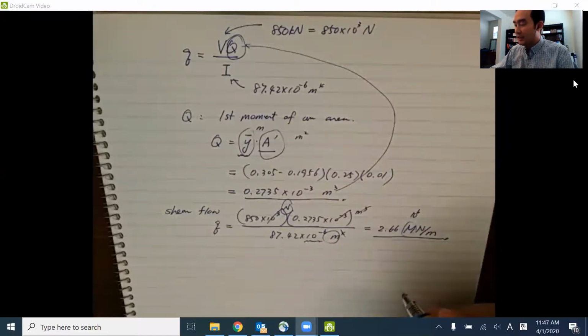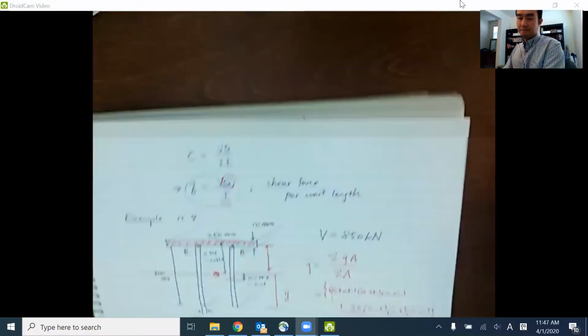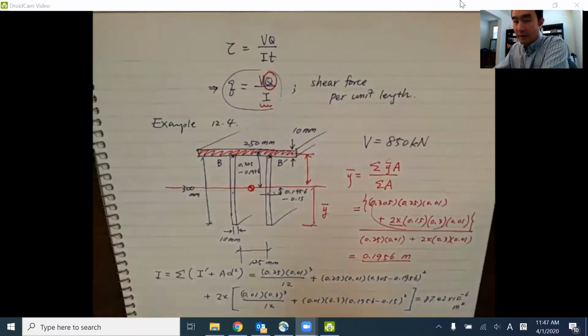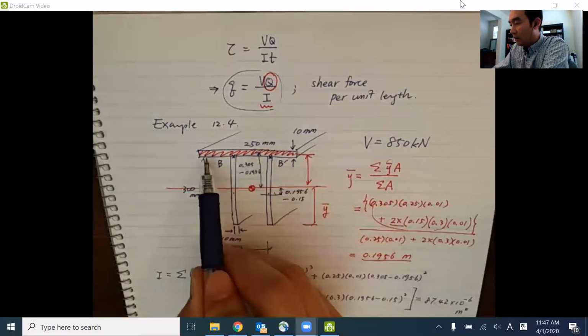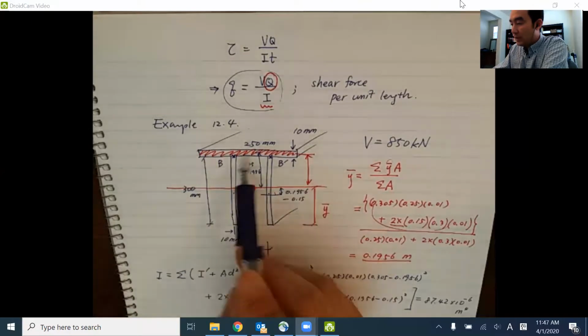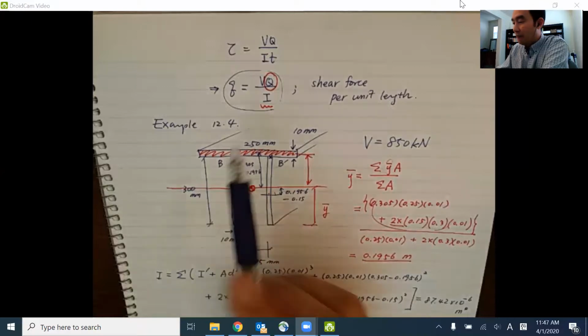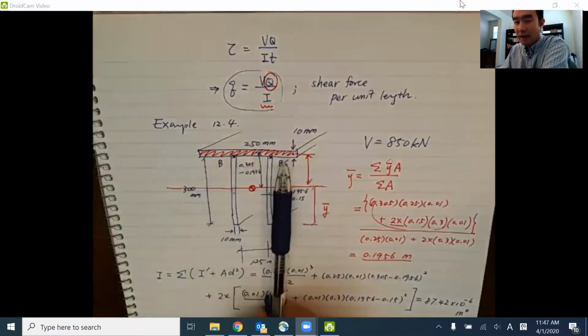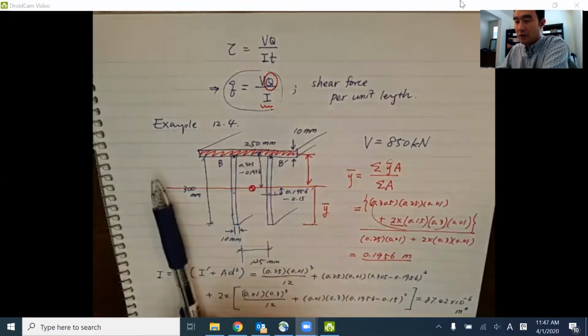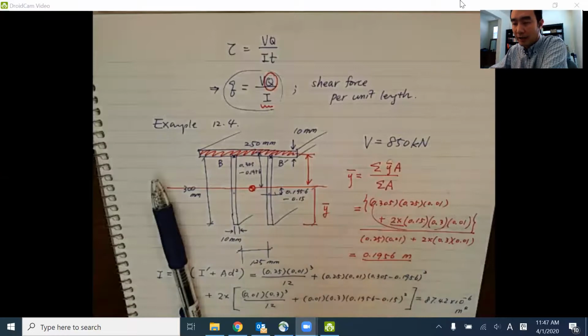Now, this is not the end because this is the shear flow at the bottom of the top flange. So let me go back to the figure again. Here's the figure, and that is the shear flow at the bottom level here. And the shear flow at each point, B and B prime, depends on how many seams we have. If we have 5 legs versus 2 legs versus 1 leg, we have a different level of shear flow because we have a different number of elements to take care of that shear force per unit length.